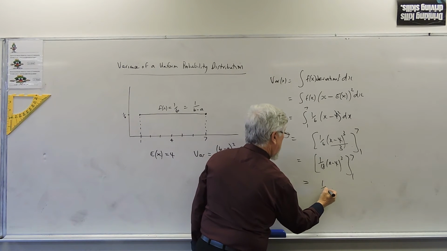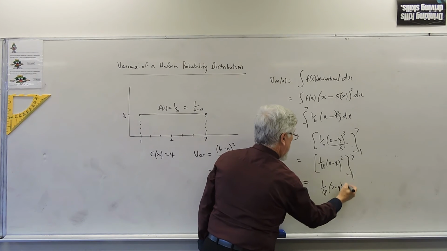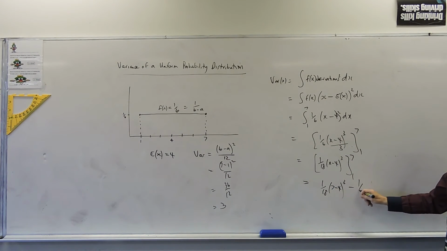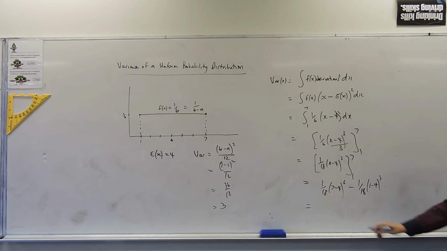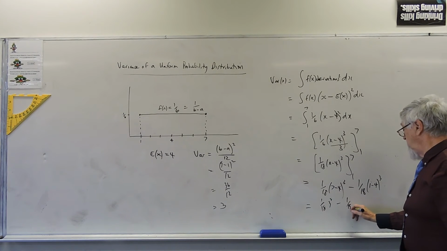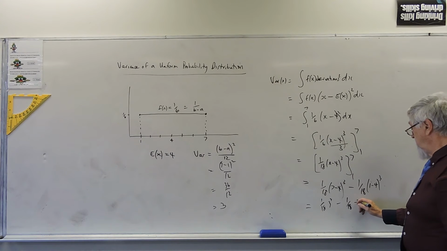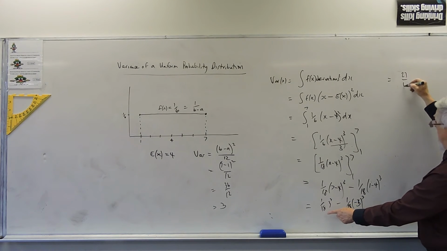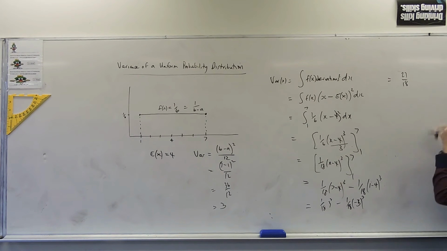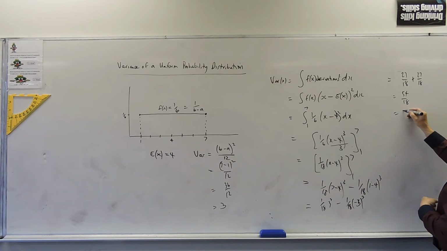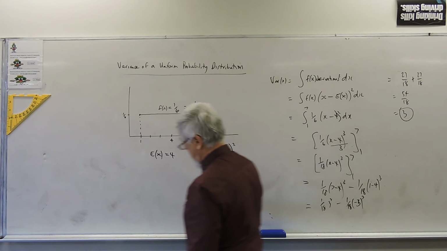So we're going to go an 18th of 7 take 4 cubed minus an 18th of 1 minus 4 cubed. So it's an 18th of 3 cubed minus an 18th of minus 3 cubed. 27 on 18, plus 27 on 18, which is 54 on 18, which is 3. Which is nice that it works.